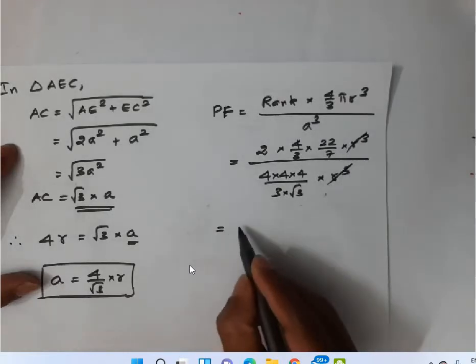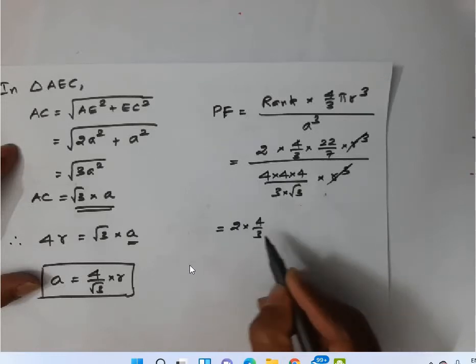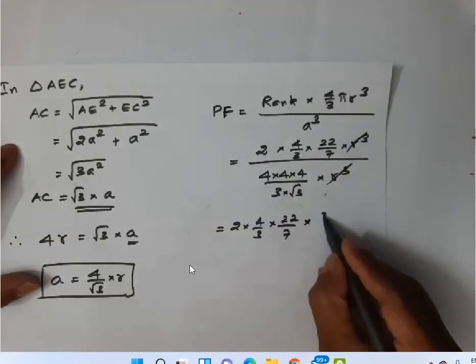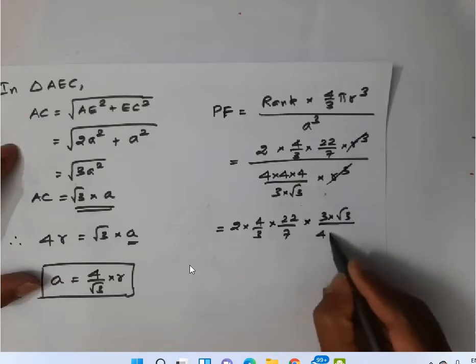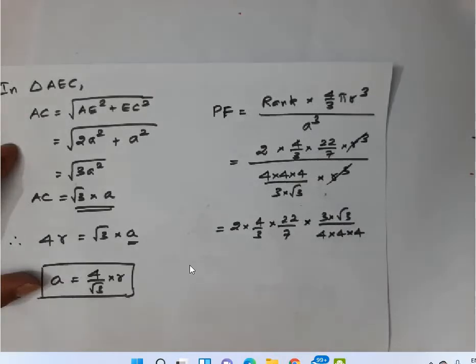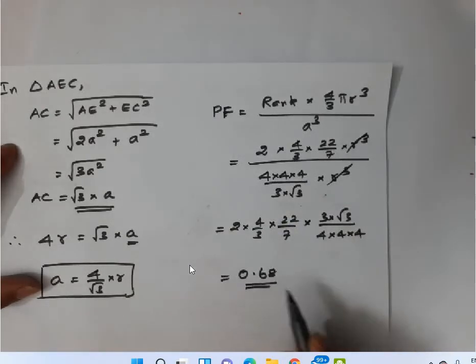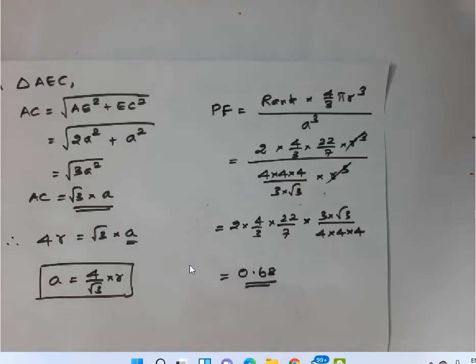And we can write this as 2 into 4 by 3 times 22 by 7, and this will go to the numerator, 3 into root 3 over 4 into 4 into 4. So if you simplify this, you will get the answer as 0.68. I'll just leave it to you as homework. You just calculate and see whether it is correct or not. These are all already well established values. So packing fraction is equal to 0.68 in the case of body-centered cubic unit cell.